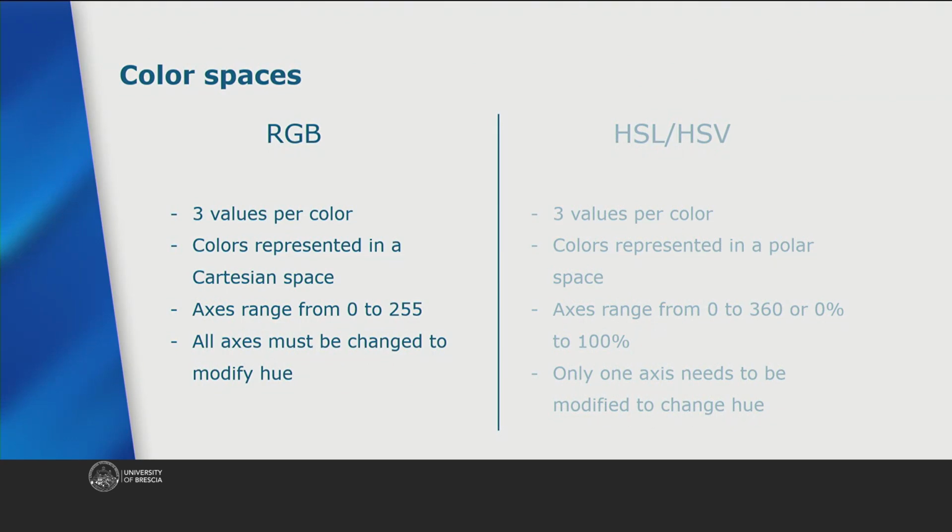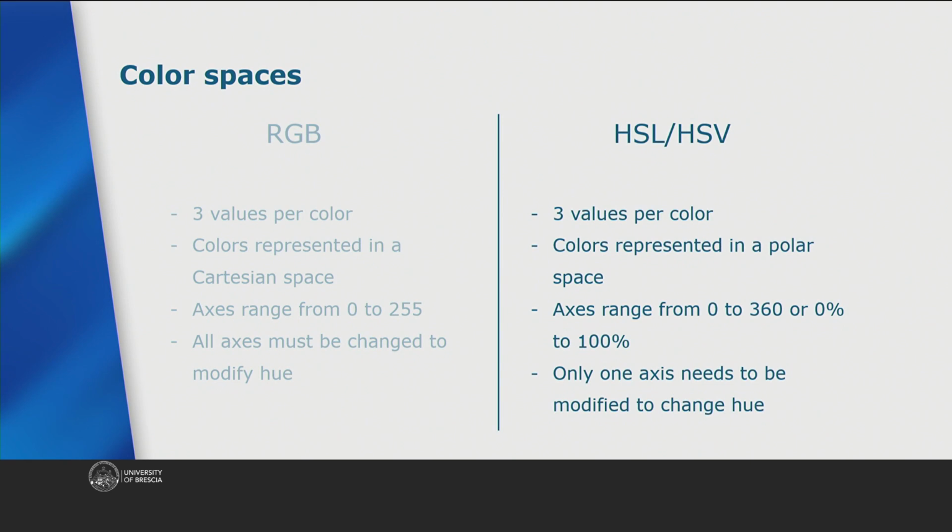To sum up color spaces, in the RGB color space, each color is represented by 3 values. Colors are represented in a Cartesian space, and all the axes go from 0 to 255. If I want to change the color hue, in general I have to change all 3 values, meaning I have to move along all the axes. In the HSL or HSV color space, on the other hand, I still have 3 values for each color. In this case, though, colors are represented in a polar space, and the axes go from 0 to 360 degrees, or from 0 to 100%. To change the color hue, you only need to adjust one axis, the hue axis specifically.